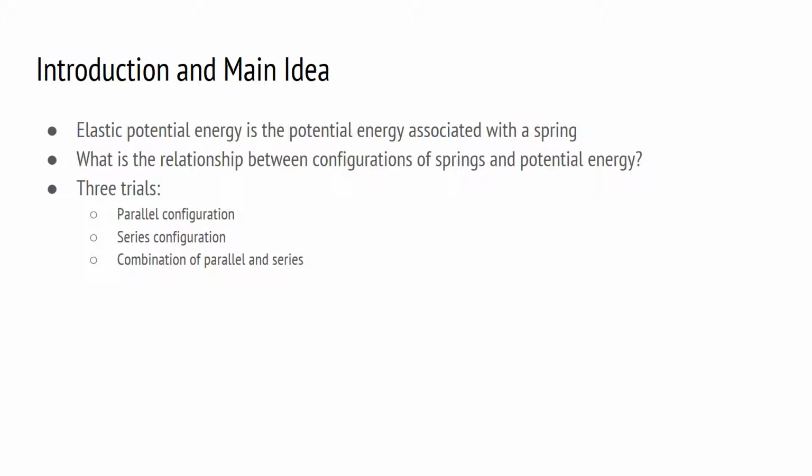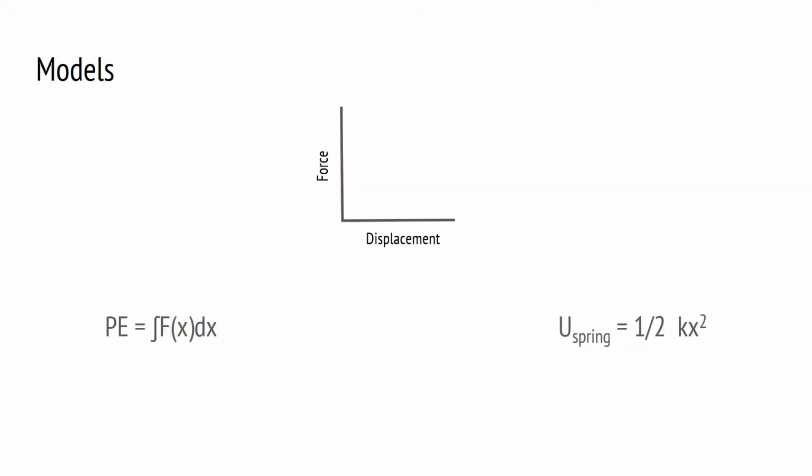The parallel configuration had the highest spring constant and potential energy, and the series configuration had the lowest spring constant and potential energy. The model for our research question will be a force versus displacement graph because potential energy is equal to the area under the curve. 2 equations that express this model are the integral of force is equal to potential energy and the potential energy of a spring equation.